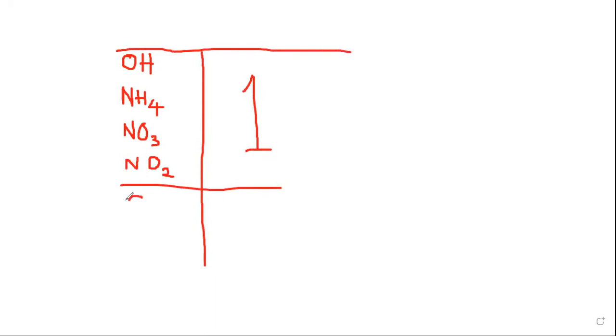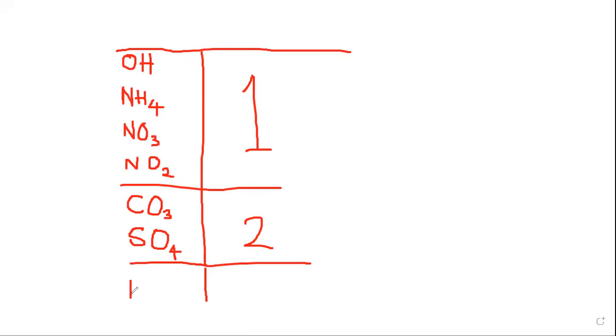Then a carbonate, which is CO3, and a sulfate, which is SO4. The valence number is 2. And the last one, with a valence number of 3, is a phosphate, which is PO4.